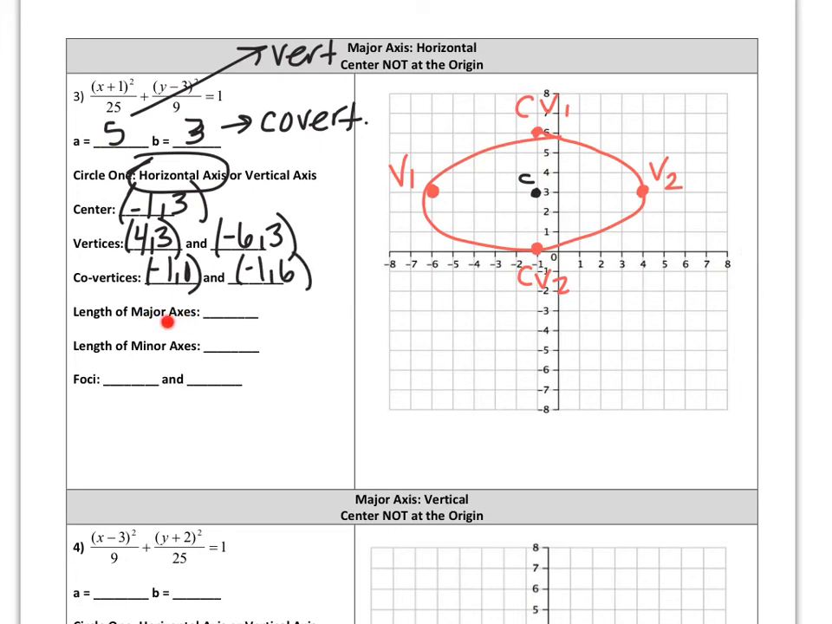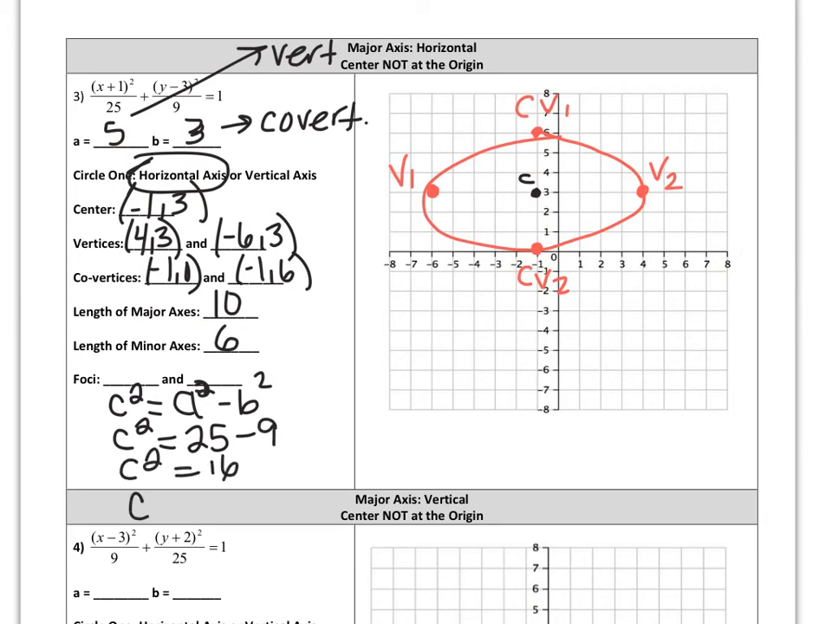And the length of the major axis, here's my major axis. So we went over 5 and 5, so 5 times 2 is 10. The minor axis is this distance, so that's 3 and 3, which is 6. And to find the foci, we're going to do c squared equals a squared minus b squared. So a is 5, 5 squared is 25, minus 9. So c squared is equal to 16, so c is 4 if I take the square root.